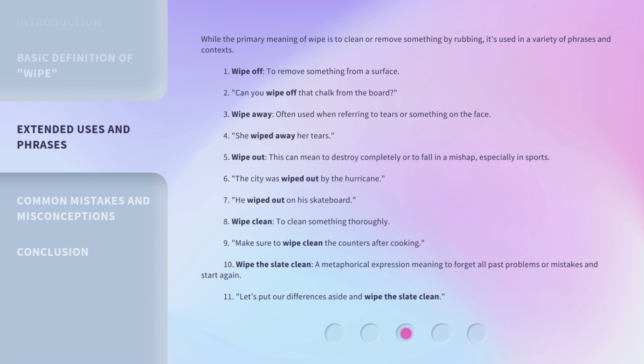While the primary meaning of wipe is to clean or remove something by rubbing, it's used in a variety of phrases and contexts. 1. Wipe off, to remove something from a surface. 2. Can you wipe off that chalk from the board? 3. Wipe away, often used when referring to tears or something on the face. 4. She wiped away her tears.